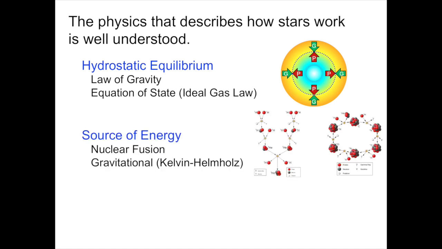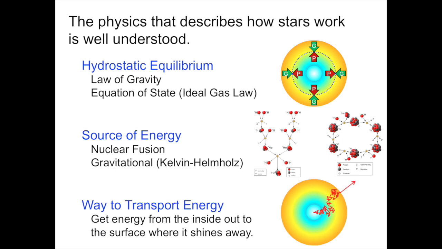We also need to have a source of energy. We've seen two of these sources of energy from the previous lecture: nuclear fusion, which is the principal energy source for the sun, and gravitational energy through the Kelvin-Helmholtz mechanism. Finally, a third piece of physics that we've not yet met is we need a way to transport the energy. We need to get energy from the inside, where it's generated, out to the surface, where it can shine away as the luminosity of the star.